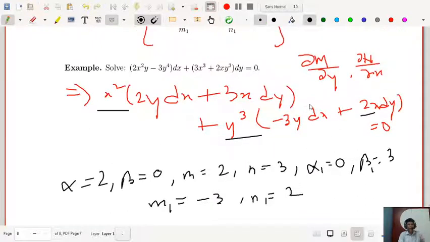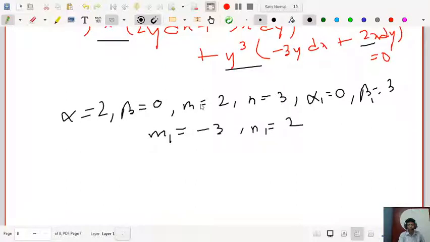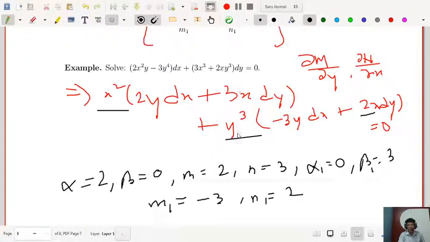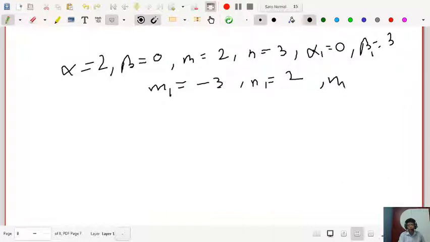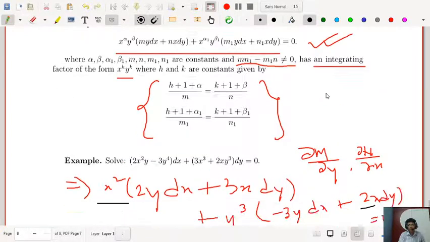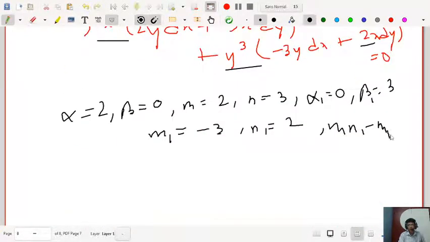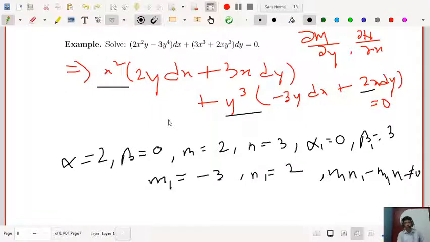Okay. And you can check this condition. m n1, what is your m n1? 2 into 2, 4, and 3 into minus 3, minus 9. And that is, if you take 9 plus 4, 13, not equal to 0. So m n1 minus m1 n is not equal to 0. Right? This is not equal to 0.